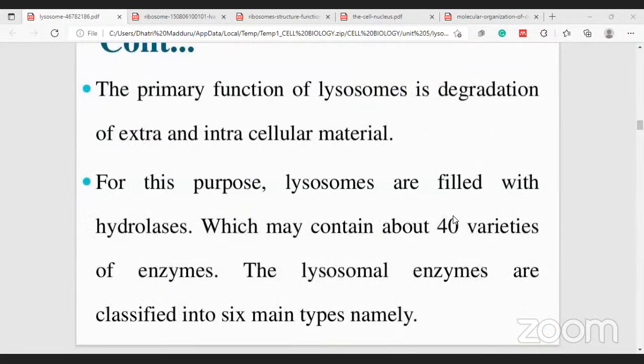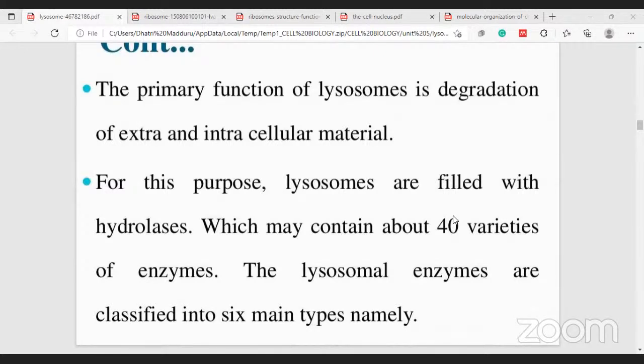So the primary function of lysosomes is degradation of extra and intracellular material. So that's what we were discussing. Extracellular material means material coming from outside, like pathogens or any dust material, or during allergic processes. Whereas intracellular material means the cells or components of the cells which have to be removed on a regular basis. For example, blood cells.